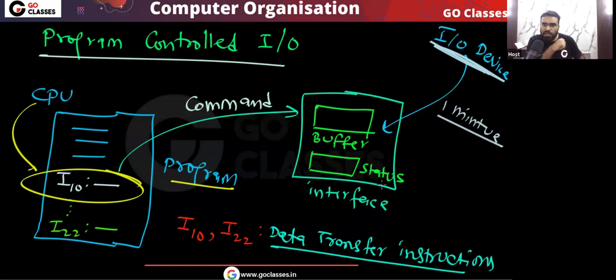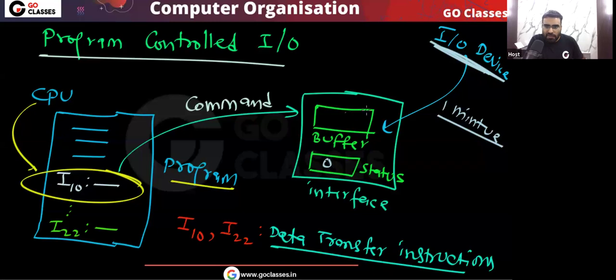Now remember, during this 1 minute, what will happen? The CPU is continuously checking this status register. The CPU's eyes are on the status register. Is the data ready? Is the data ready? When the data is not ready, this status bit will be 0. Status bit is 0 means the CPU keeps checking this bit. If this bit is 0, data is not ready.